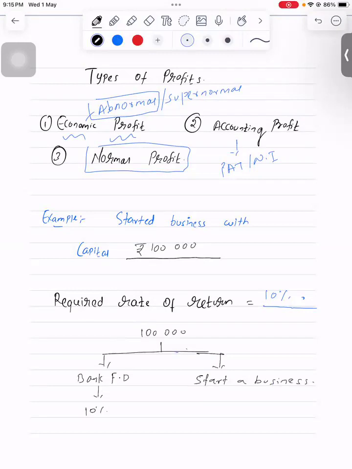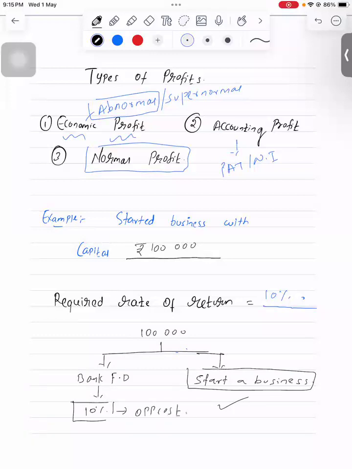Out of these two options, what did you decide? You decided you will start a business. You will invest 1 lakh to start a business. You will not invest in bank FD. This means now you need to give up this 10% return. You cannot earn 10% interest anymore because you have now decided to start a business. So this 10% which you are giving up to start a business is known as what?